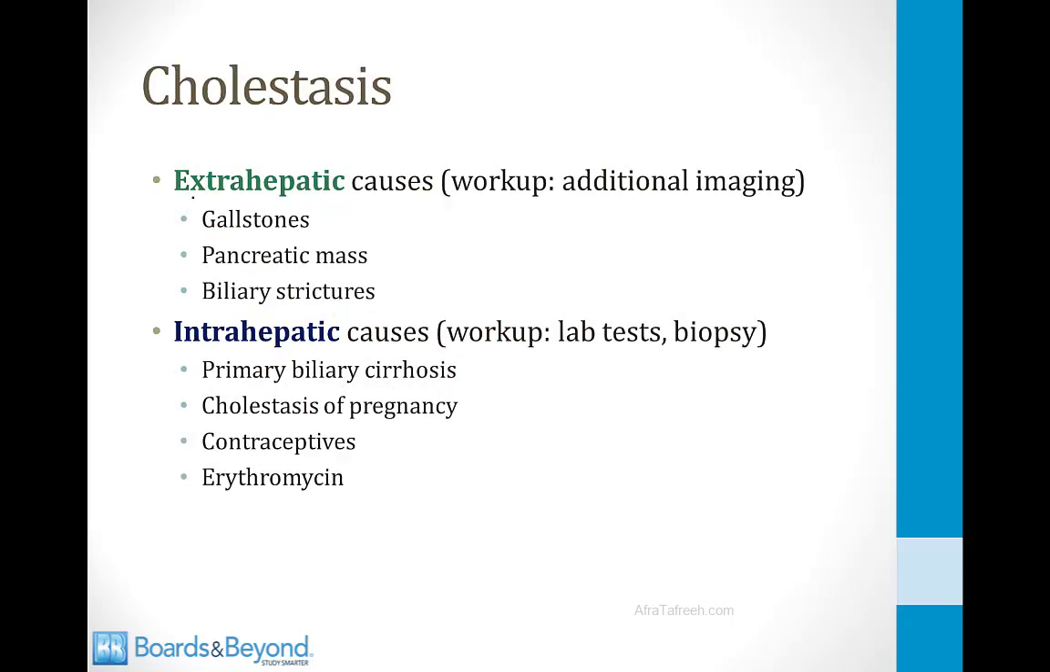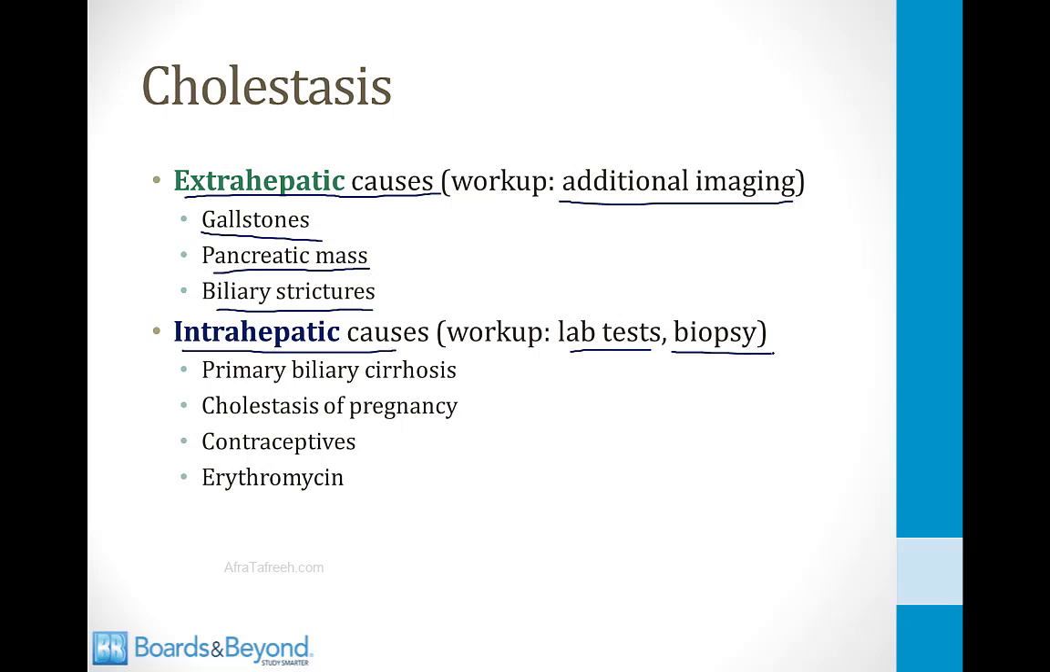So if your imaging study shows dilated bile ducts, then you have an extrahepatic cause of cholestasis, and this includes things like gallstones, pancreatic masses, or biliary strictures. The workup of a patient with an extrahepatic cause of cholestasis usually involves imaging. You're going to try to image the gallstone or the pancreatic mass or the strictures to determine the best treatment for that problem. If your imaging study shows normal bile ducts, then you have an intrahepatic cause of cholestasis, and the workup of these disorders usually involves lab tests or a biopsy of the liver.